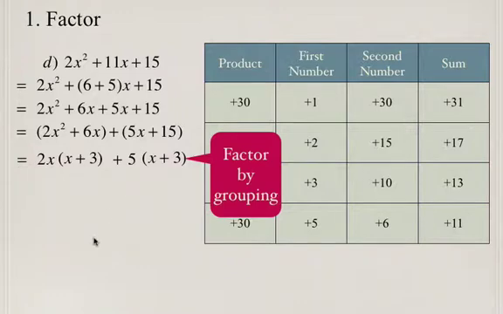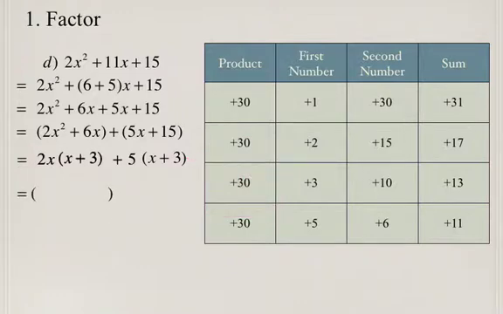terms. And so we're going to factor out the x plus 3, and the 2x and the plus 5. And so what we end up with then is 2x plus 5 times x plus 3.